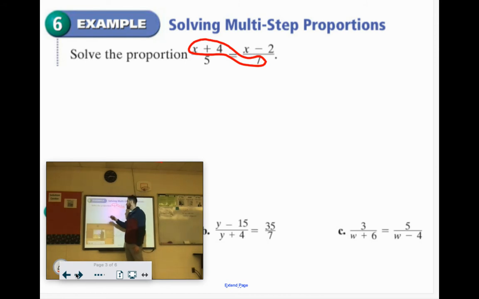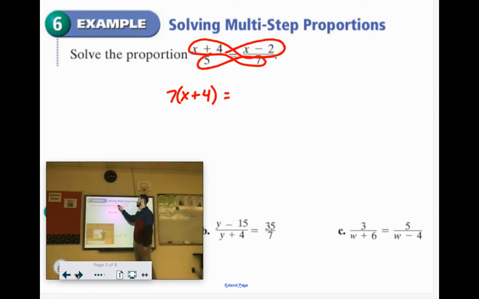We're going to write it like a distribution problem, because we have to do 7 times each of those numbers equals 5 times x minus 2. Whoa, fun. All right, we'll distribute: 7x plus 28 equals 5x minus 10.